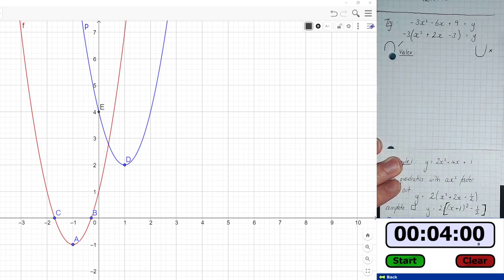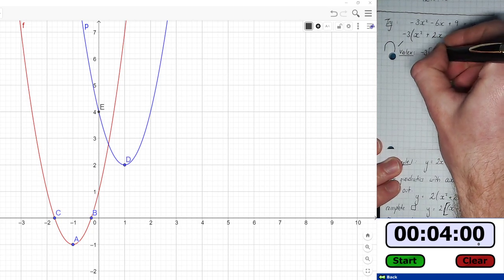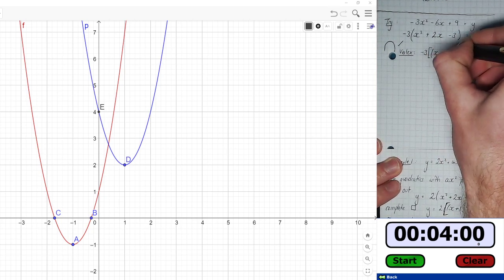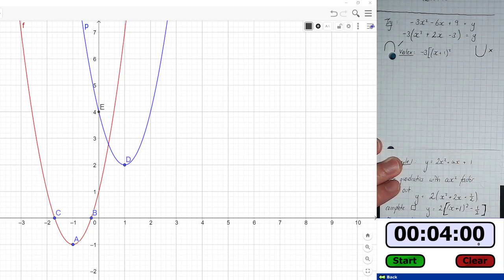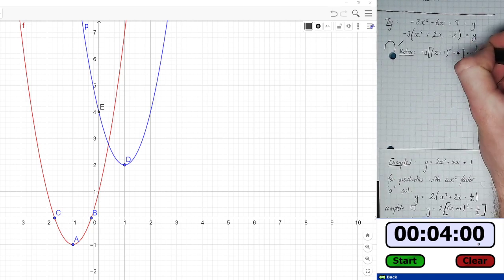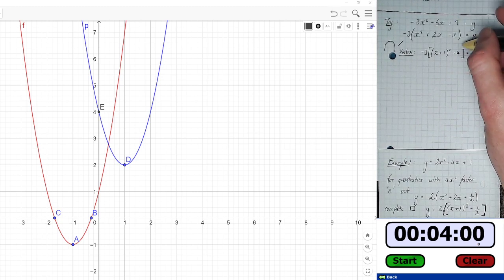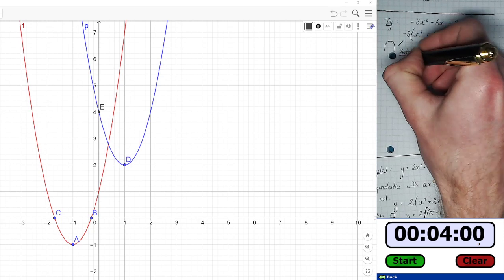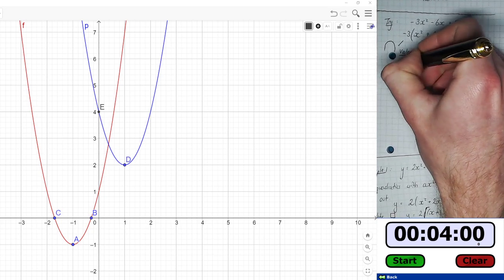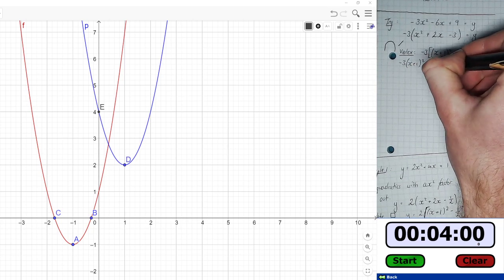Okay, so I need to complete the square. So I've got negative 3 times x plus 1 squared. 1 squared is 1. I don't want 1, I want negative 3, so I need to take off 4, is equal to y. We can re-expand our bracket, so we've got negative 3 lots of x plus 1 squared, take away 4 is equal to y.